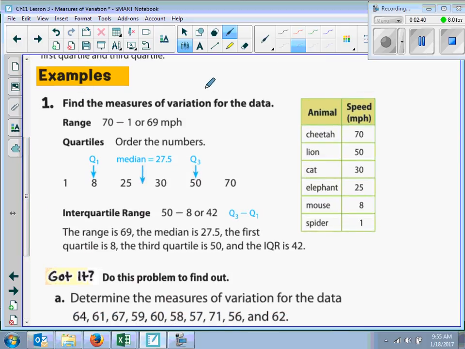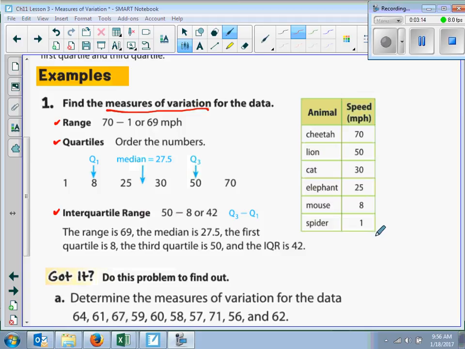Example 1 says find the measures of variation for the data. When we're talking about the measures of variation, we're talking about the range, the quartiles, first and third, and the interquartile range. We also need to find the median. So when I say the quartiles, I mean first, third, and the median.